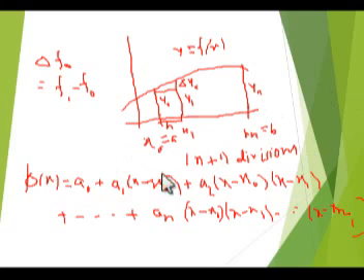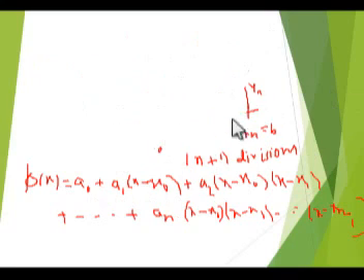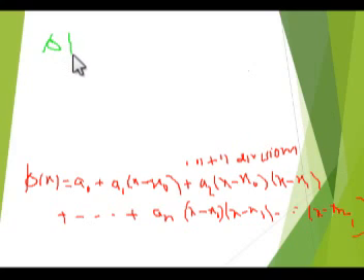Now we wish to know a0, a1, a2. That's why we will do some calculation in this way. We will take I(x0) equal to y0, and this is equal to a0. We put x0, then we will get just a0. So a0 can be calculated: a0 is y0.